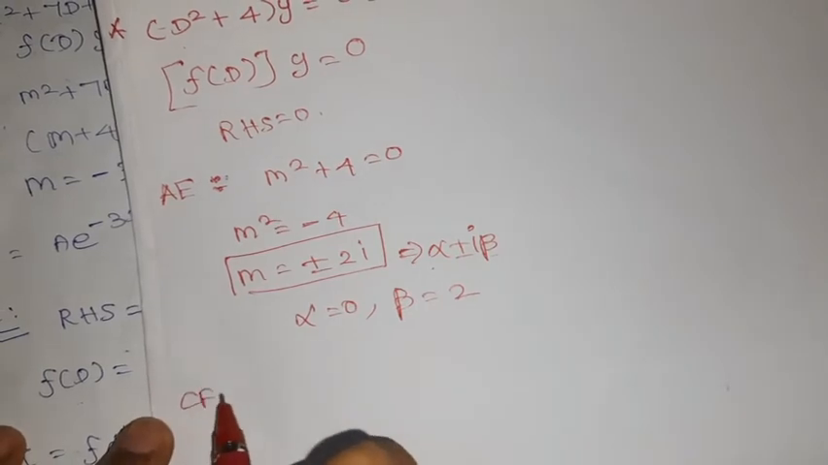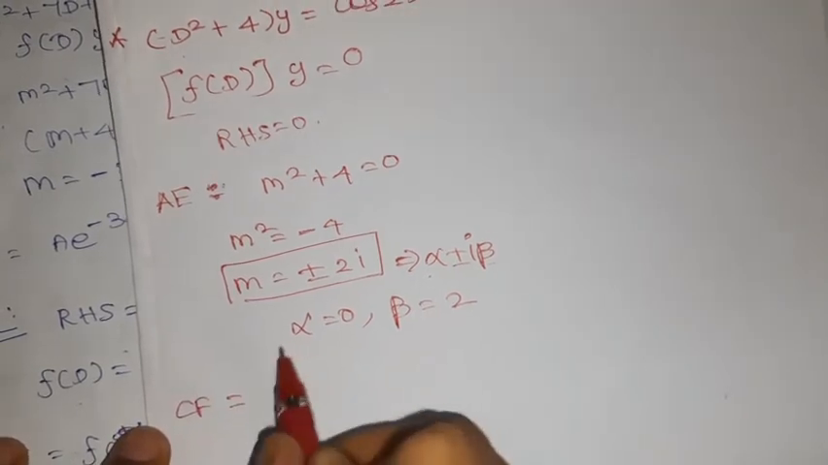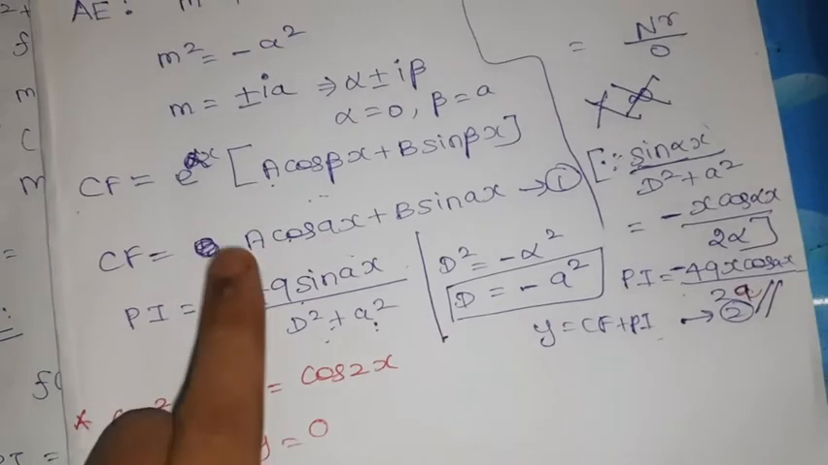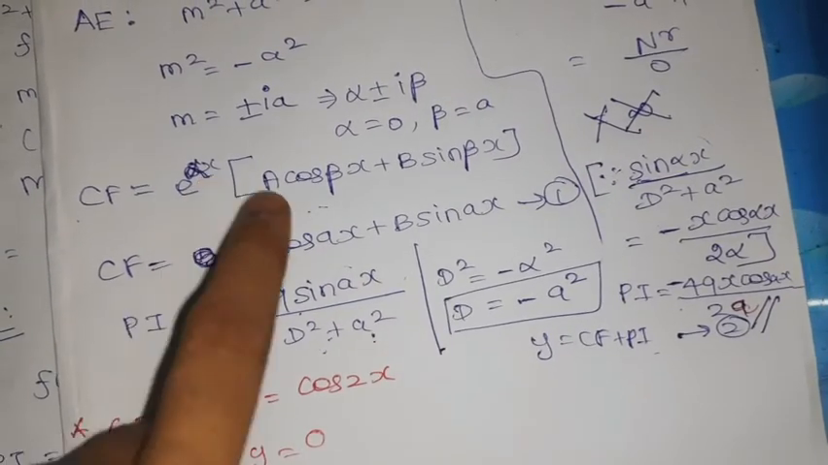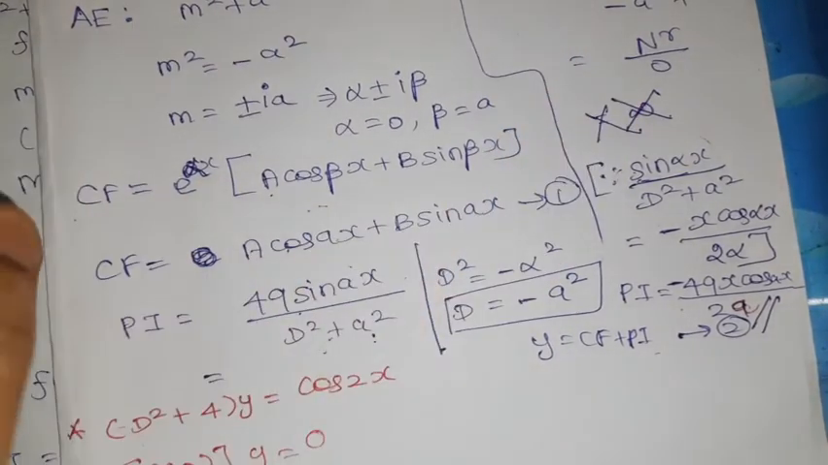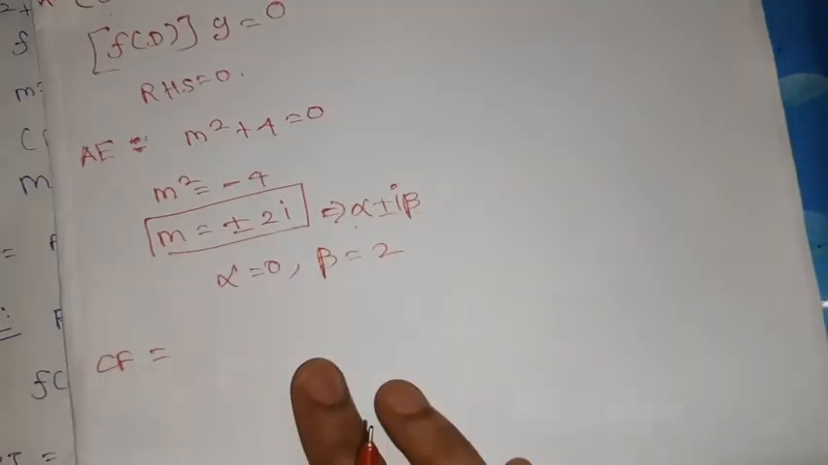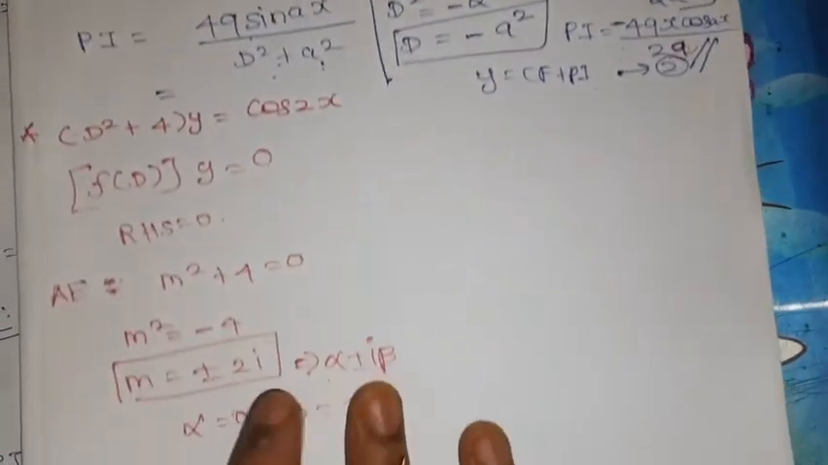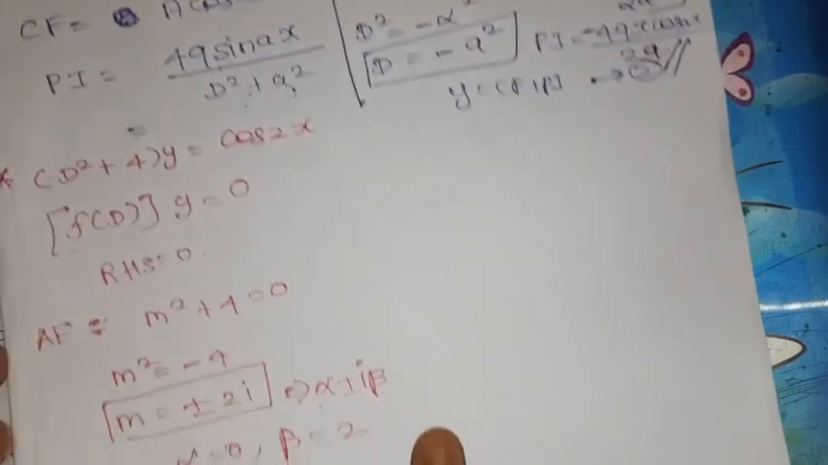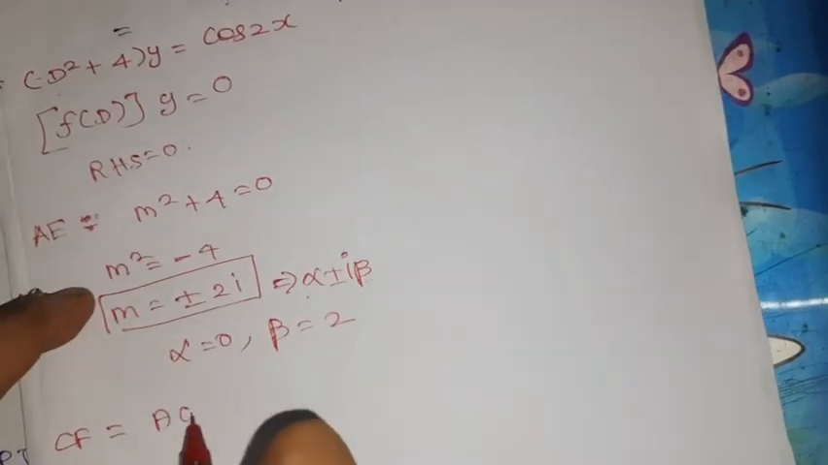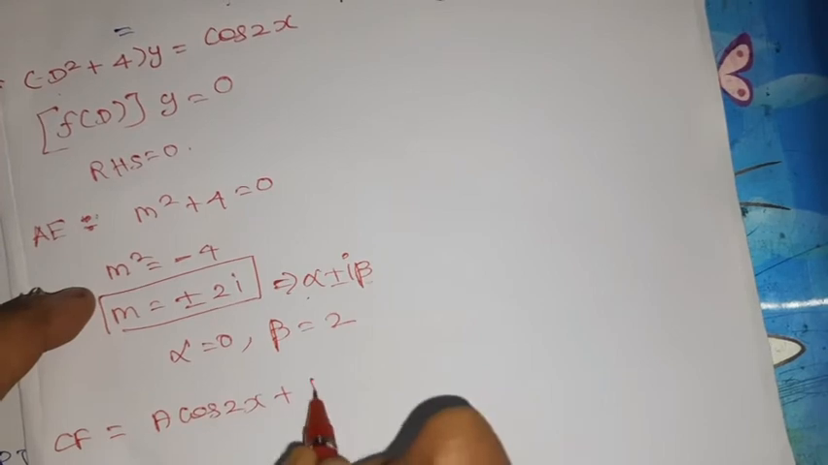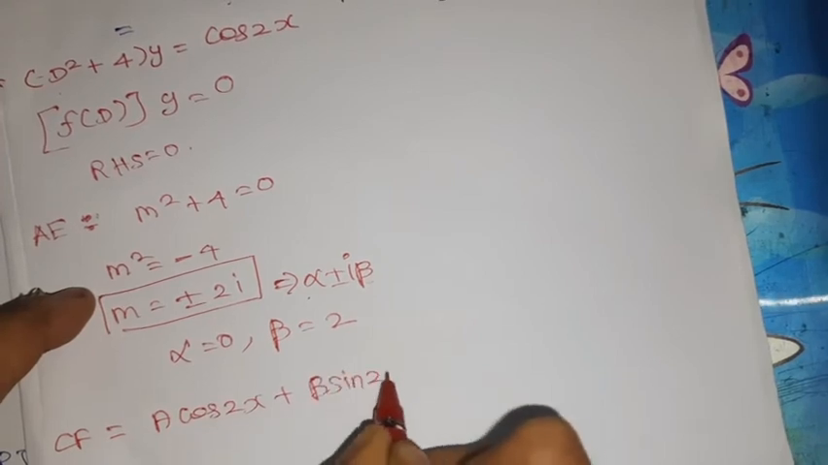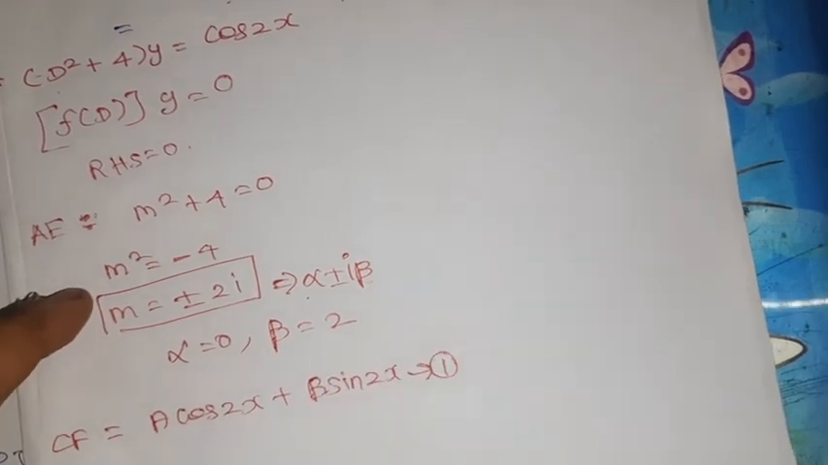So how will the complementary function be? The format is e power alpha x into (a cos beta x plus b sin beta x). E power alpha x is e power 0, which is 1 only. What is beta here? 2. So a cos 2x plus b sin 2x. So this is the complementary function.